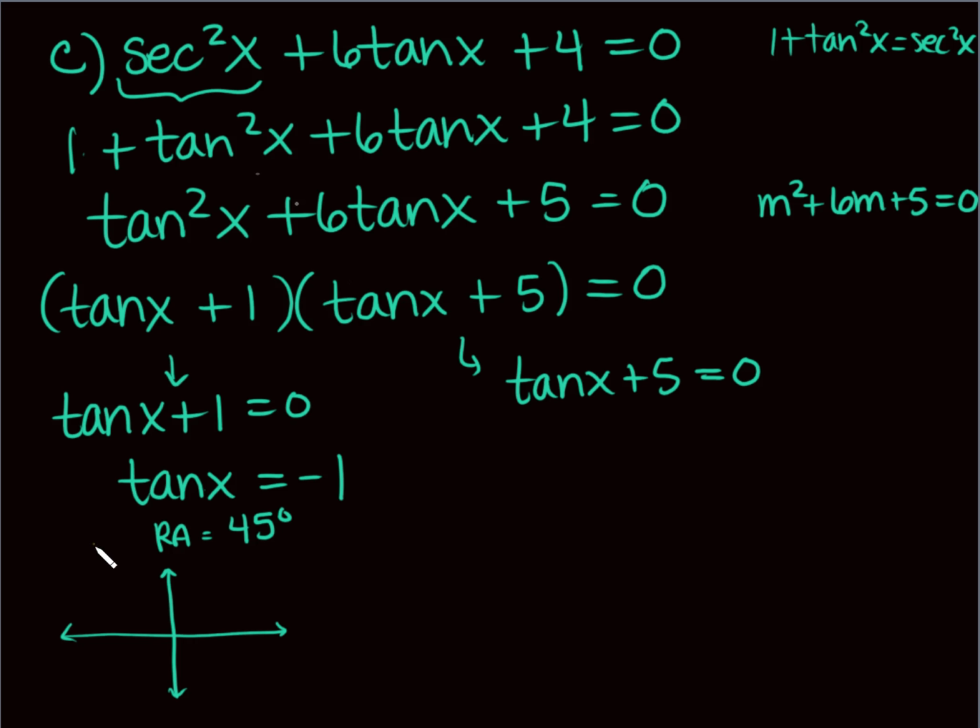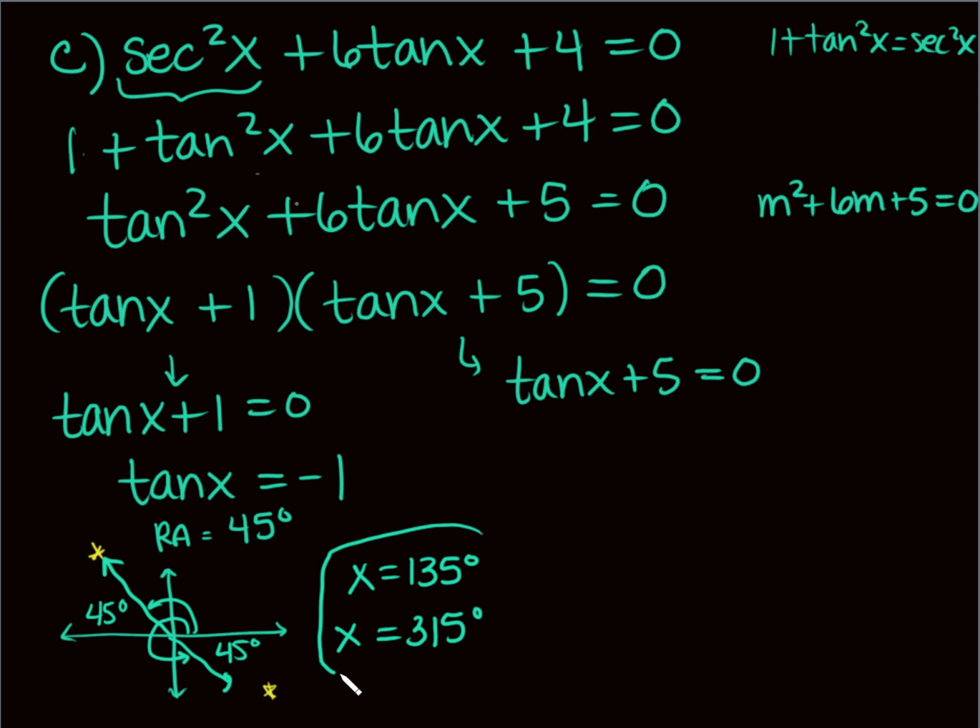Where is tangent negative? Tangent is negative in the second and the fourth quadrant, right? Because I know it's positive in the first and third. So I need an angle in the second quadrant here, whose reference angle is 45 degrees. So I know that that is 135 degrees. So that's one of my solutions. And then my other solution, I want to be 45 degrees. Well, it looks like I just add 180 to that. That makes sense. 45 degrees from 360 is 315 degrees. So there are two of my solutions.